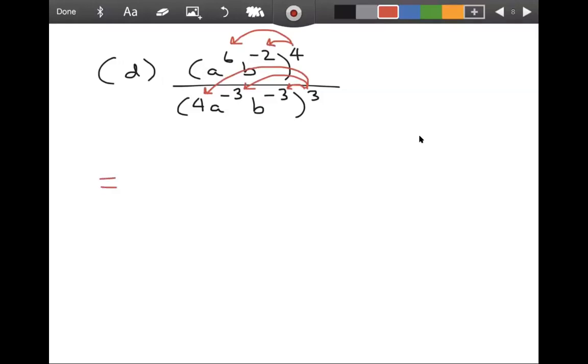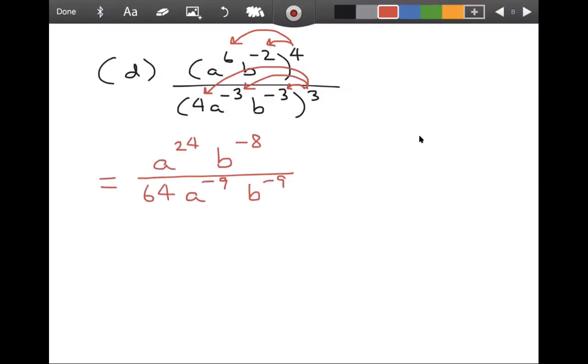All right, so we're going to end up with a to the 24th, right? 6 times 4, times b to the negative 8, over 4 to the third, which is 64, a to the negative 3 times 3, which is negative 9, and b to the negative 3 times 3, which is negative 9.